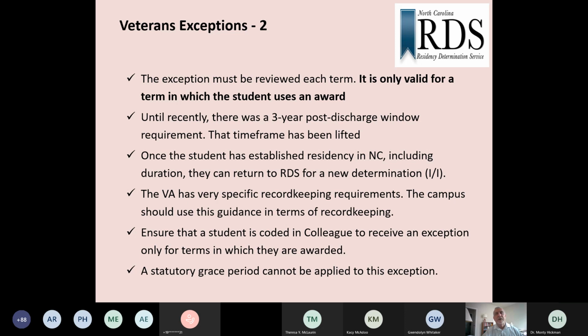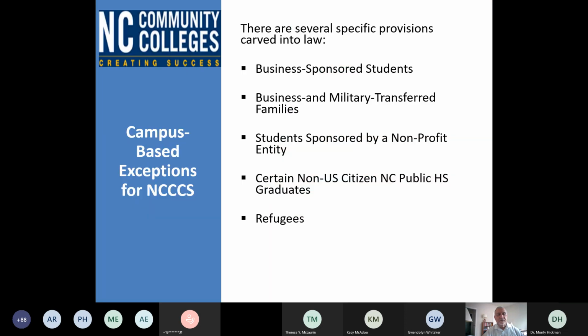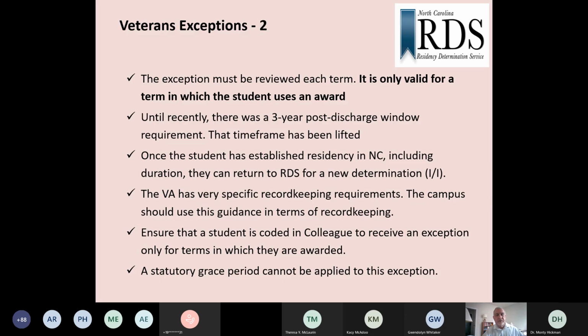So if a student's benefits are used up this semester, they can't continue indefinitely with this exception. The statutory grace period we'll talk about cannot be applied here because it really is not a residency determination. It's an exception. In general, it isn't. And we'll talk about that where students have a change in circumstance and we're trying to give them some time in the meantime to get things in order. So that's one of the more common ones. The big thing to remember about that is, again, it hinges on the award.